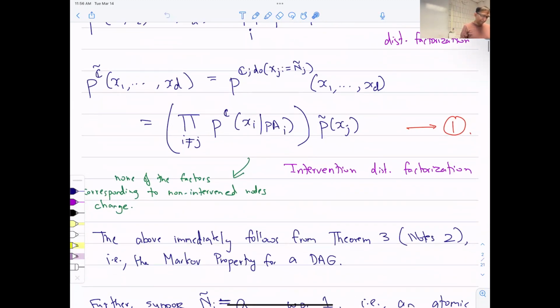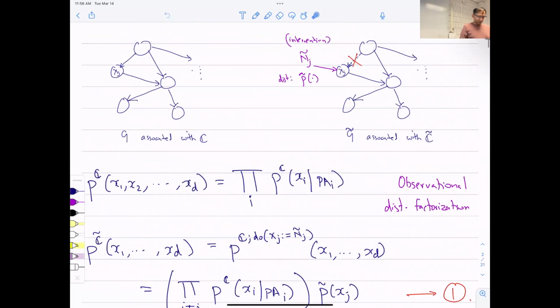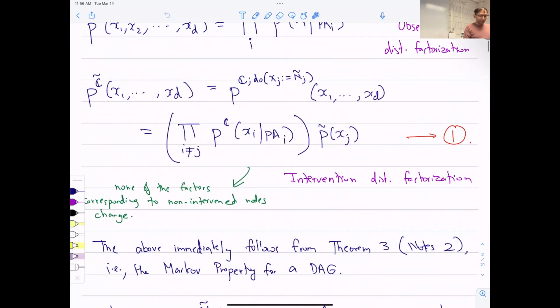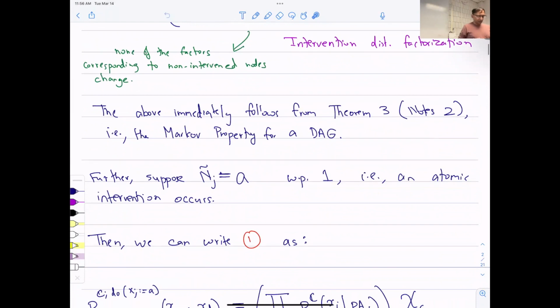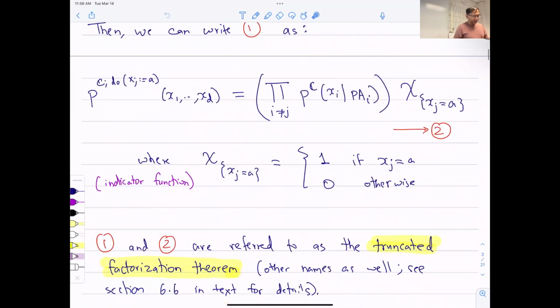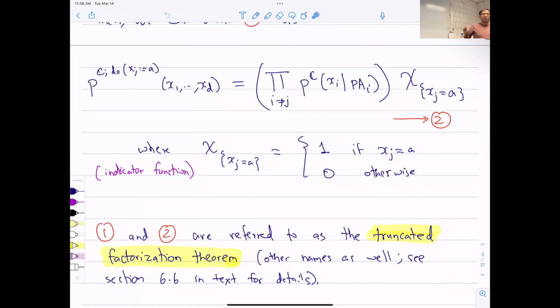And in particular, if this was not a random variable but an atomic intervention, this would simply be the indicator that Xj equals a. Meaning it's a 0, 1 variable: it's equal to 1 if it's a, and 0 otherwise. That's all that would happen for this distribution. It'd just be an indicator function. And these things are called the truncated factorization theorems. I mean, it's almost immediate. There's no theorem here really, but that's what this is called. You just look at the graph and say this follows just because of factorization.